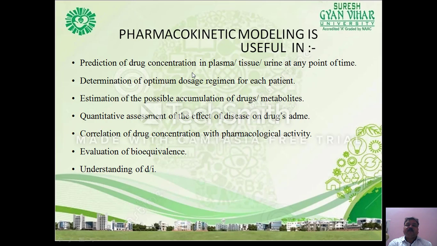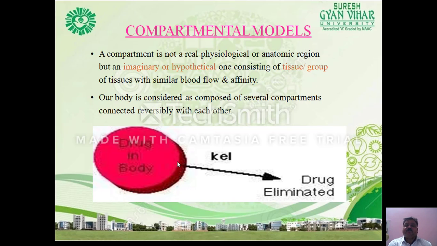It is useful in prediction of the drug concentration in the plasma, tissue or urine at any point of time. Determination of the optimum dosage regimen for each patient. Estimation of the possible accumulation of the drug or metabolites. The quantitative assessment of the effect of the disease on the drug ADME, that is absorption, distribution, metabolism and excretion. Correlation of the drug concentration with the pharmacological activity. Evaluation of the bioequivalence. Then these are the various reasons why pharmacometrics is useful.